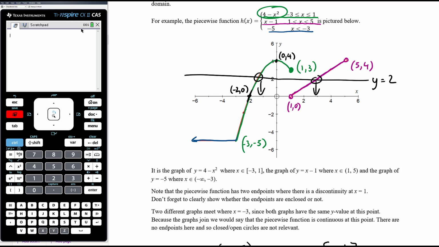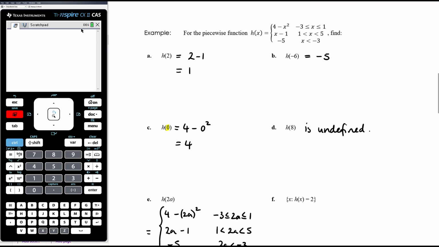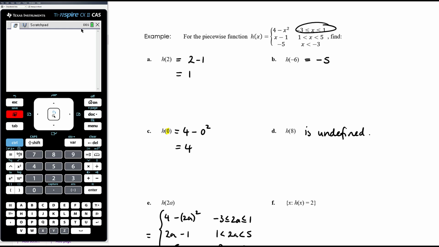4 minus x squared equals 2, and x minus 1 equals 2. Okay. Now we do need to be a bit careful and make sure that any solutions we get fit the domain for that particular function. So for example, if we set this bit equal to 2, the solutions have to be within this domain.